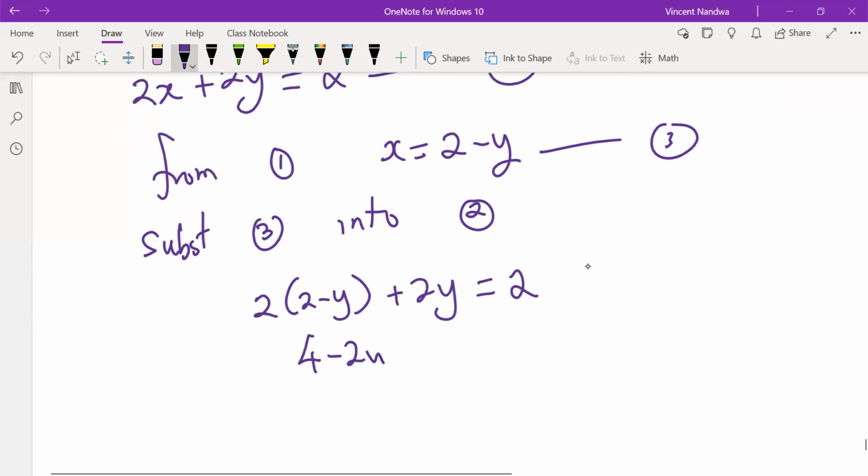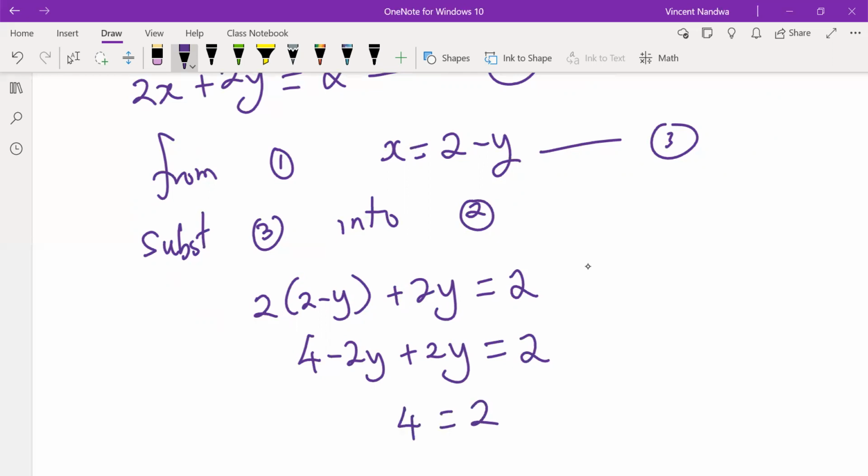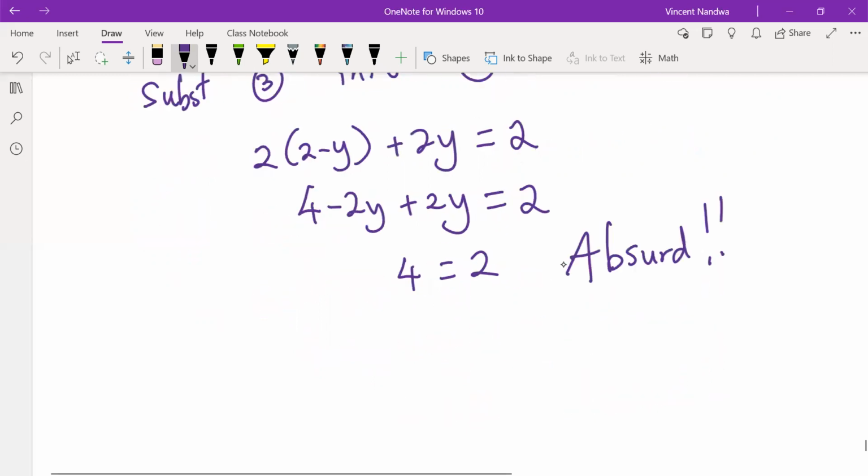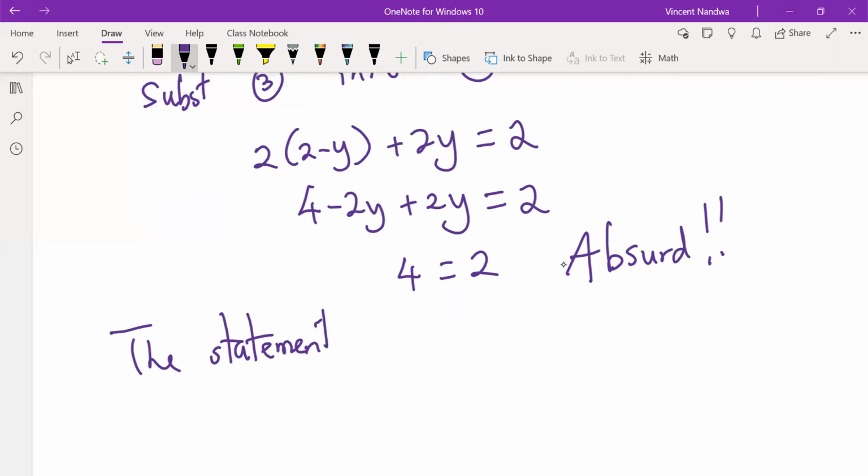So 4 minus 2y plus 2y equals 2. So this gives us 4 equals 2, because minus 2y and 2y is 0. This is absurd. Absurd or contradiction, because 4 cannot be the same as 2. So the statement 4 equals 2 is a contradiction. False statement.